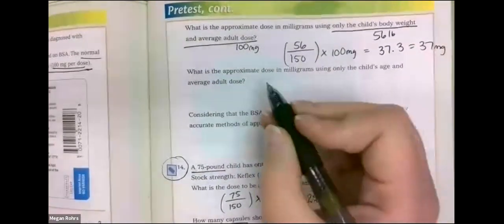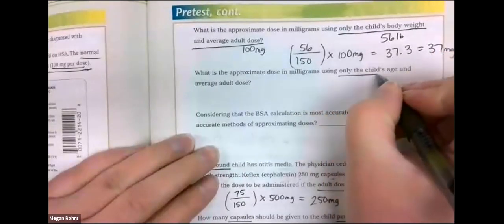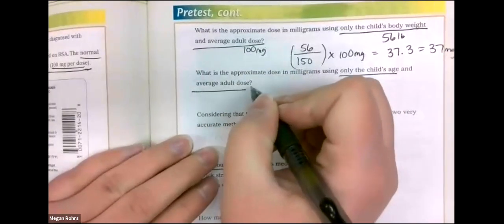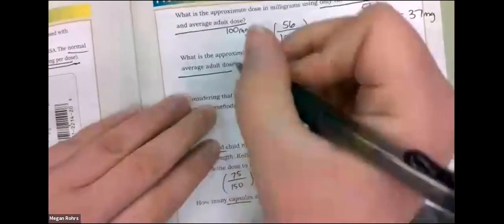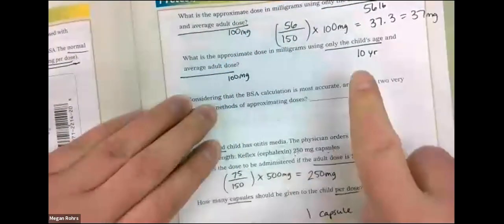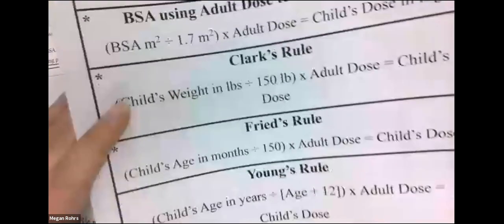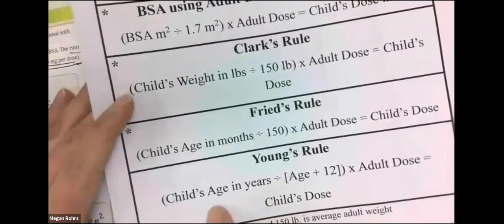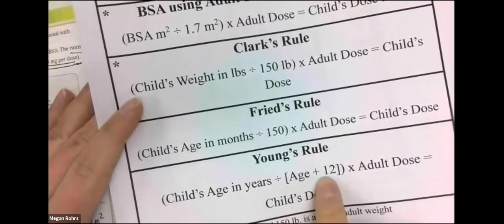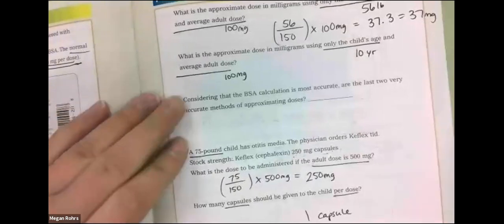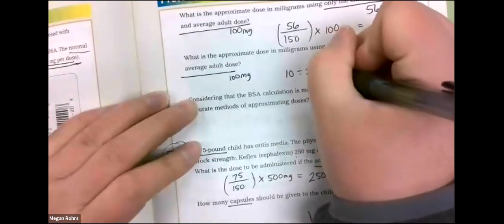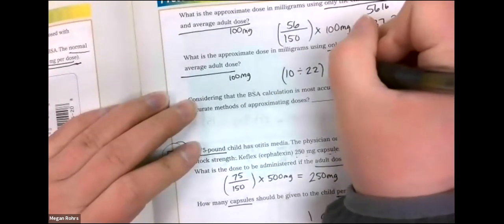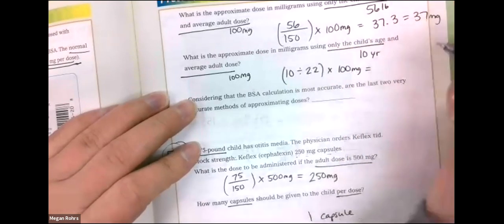So then it says, what's the approximate dose in milligrams using only the child's age and the average adult dose? Well, they are 10 years old, and the average adult dose, once again, was 100 milligram. So if all we had was their age in years, we would use Young's rule. So take their age in years divided by their age plus 12. So if we took 10 divided by 10 plus 12, well, 10 plus 12 is 22. And then we took that times 100 milligrams.